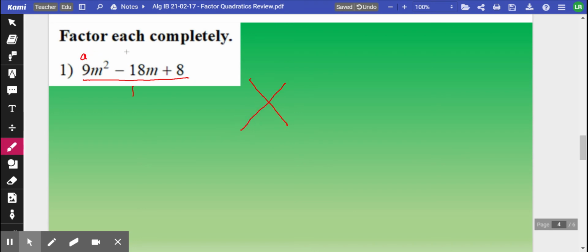So I start on my magic numbers. Reminder, these numbers on top are A, B, and C. M squared, M, no letters. So 9 times 8 is 72. That adds up to be negative 18.